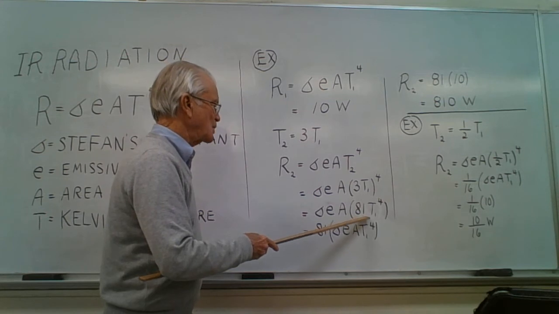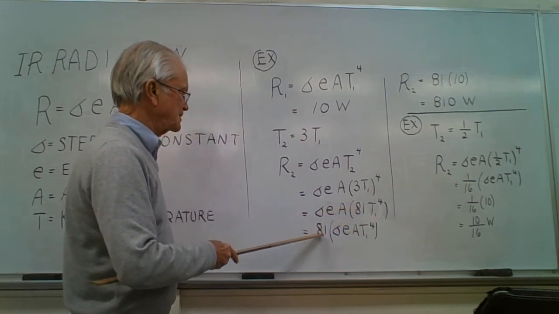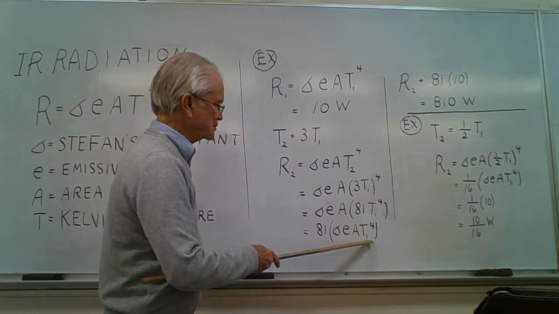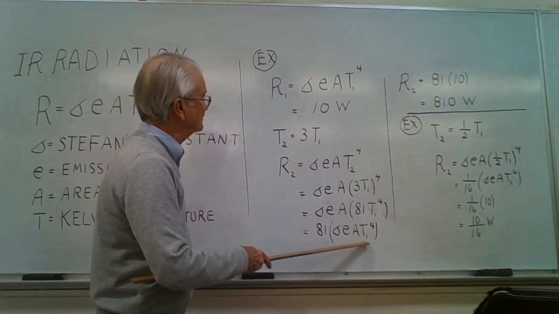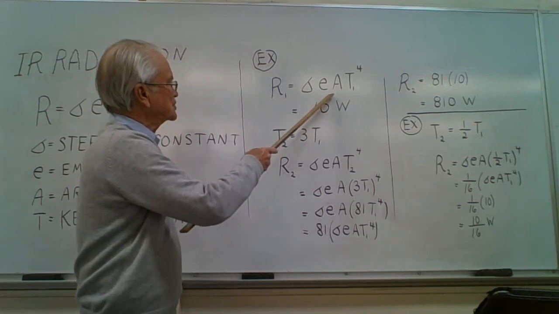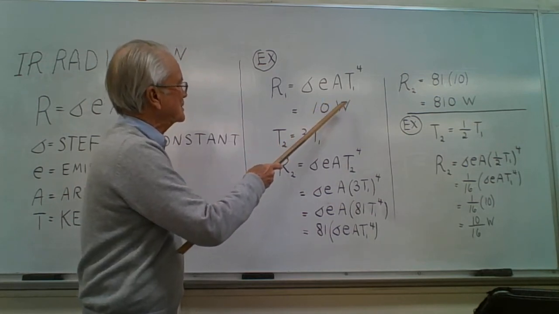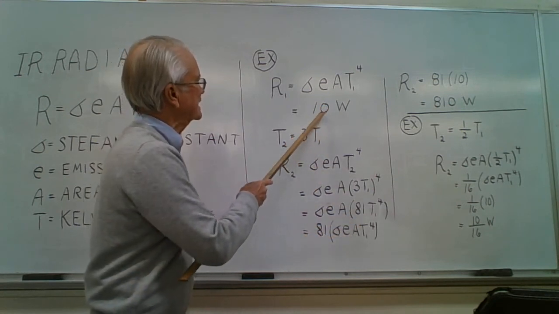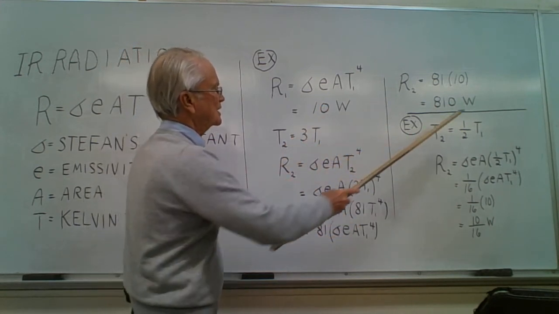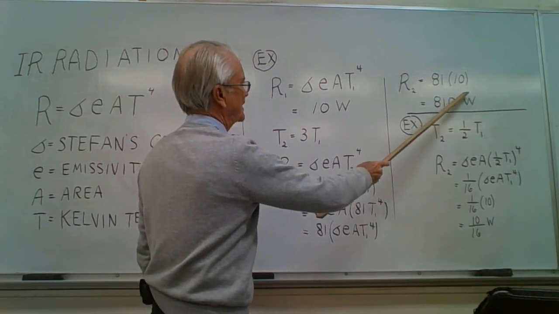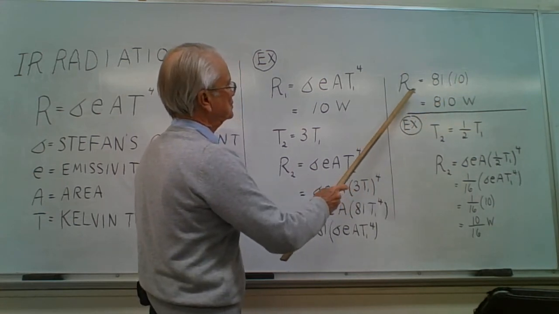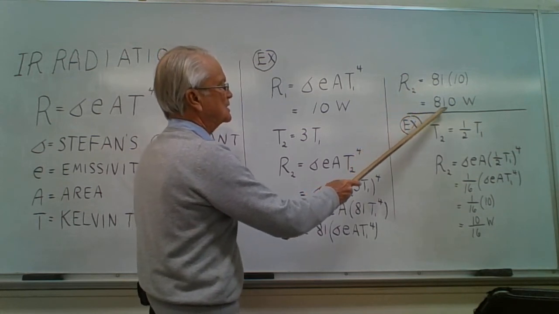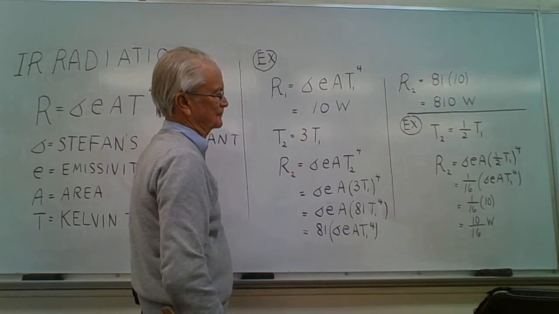I pull the 81 outside, put it in front, and we have 81 times that parentheses. Look at this parentheses with the subscript 1. It's the same expression shown up here. So we may replace this expression down here with 10, and I do that over here. Final result is that the new rate of emission of infrared waves is 810 watts.